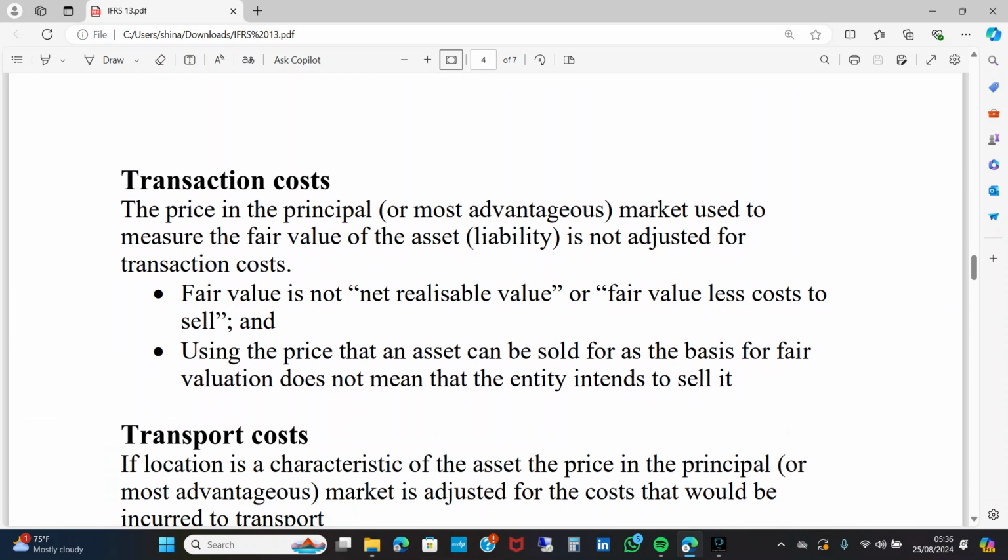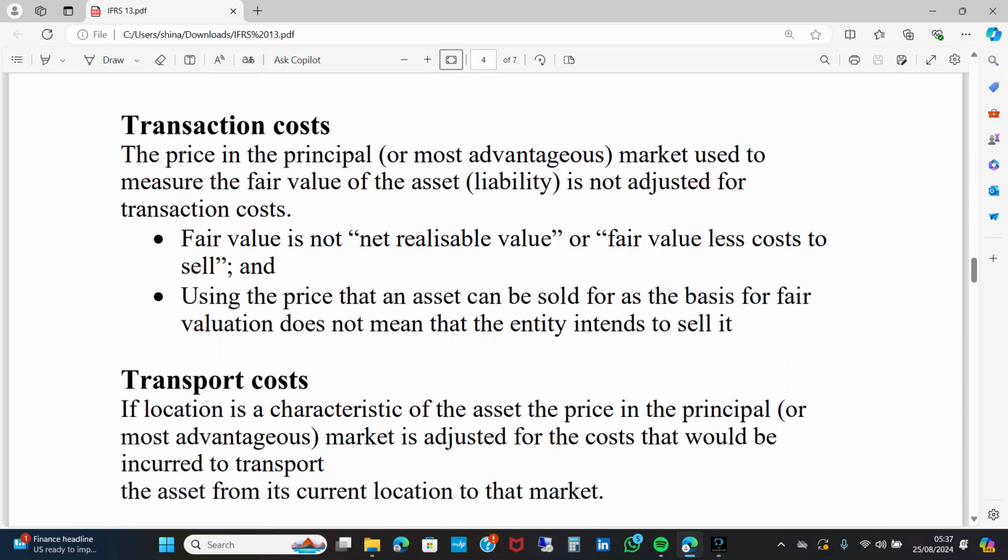Let's look at what we call transaction cost and transport cost. Very important when you are measuring fair value. You have two types of cost when you are measuring fair value: your transport cost and transaction cost. I'm going to tell you how you are going to use both when you are calculating or determining your fair value, in case you have questions like that in the exam. In the exam too, they can ask you what is transport cost and transaction cost, and how do you treat this when you are calculating or determining fair value.